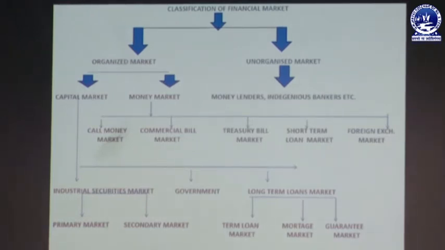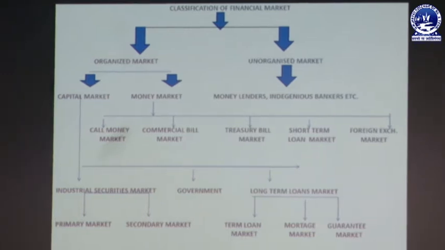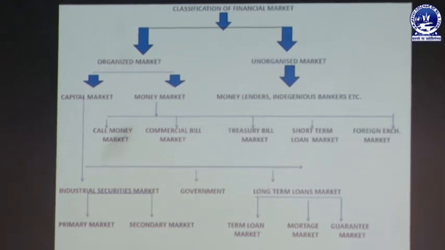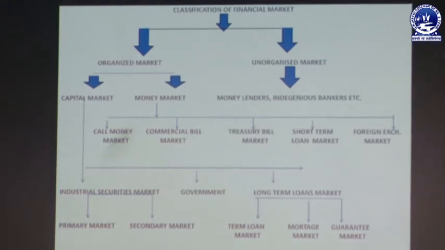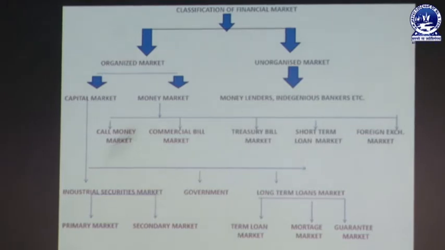The capital market is subdivided into three parts: industrial securities market, government securities market and long term loan market. The industrial securities market is divided into two parts, primary market and secondary market, and the long term loan market is divided into three parts: term loan market, mortgage market and guarantee market. Under organized market there is another one called the money market. Money market is subdivided into five parts: call money market, commercial bill market, treasury bill market, short term loan market and foreign exchange market. So this is the brief structure of the financial market. One by one we have to discuss it.